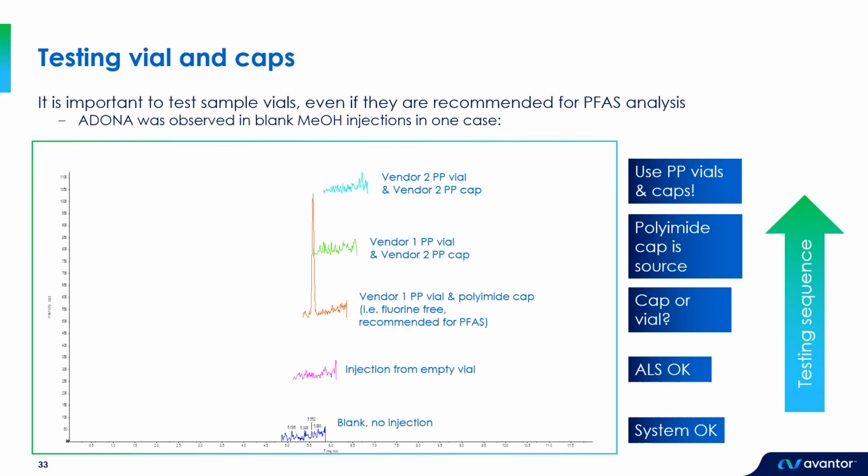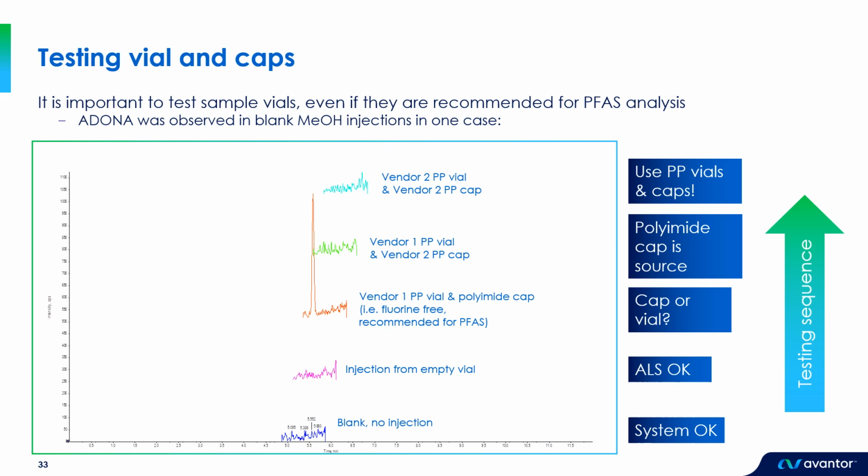So here's an example of why it's important to test sample vials even if they're actually recommended for PFAS analysis. So in this example, we looked at polypropylene sample vials which came with a polyimide cap, and these were stated as being compatible for PFAS analysis. And what we found was that when we ran a blank injection, we saw a significant peak corresponding to a donor. Now, when tracking contamination in consumables, it's important to follow a step-by-step logical approach.